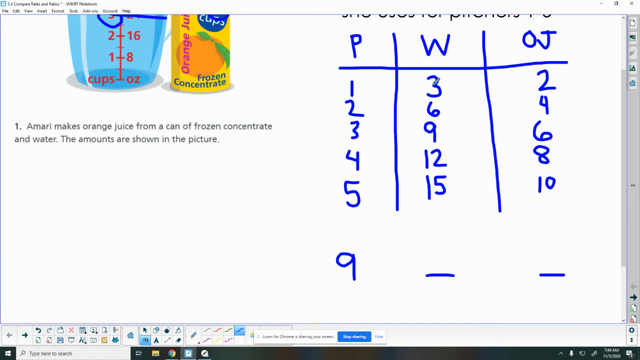So I know every time I'm multiplying by the pitcher, I've got to multiply it by that basic unit here. So 3 times 9 is 27. So she would need 27 cups of water. And she needs 2 times 9, which makes 18 cups of orange juice. Even if we're not just making that list, we just need to multiply by how many because we're using that set pattern there. That constant rate means that we can multiply to find our answers.